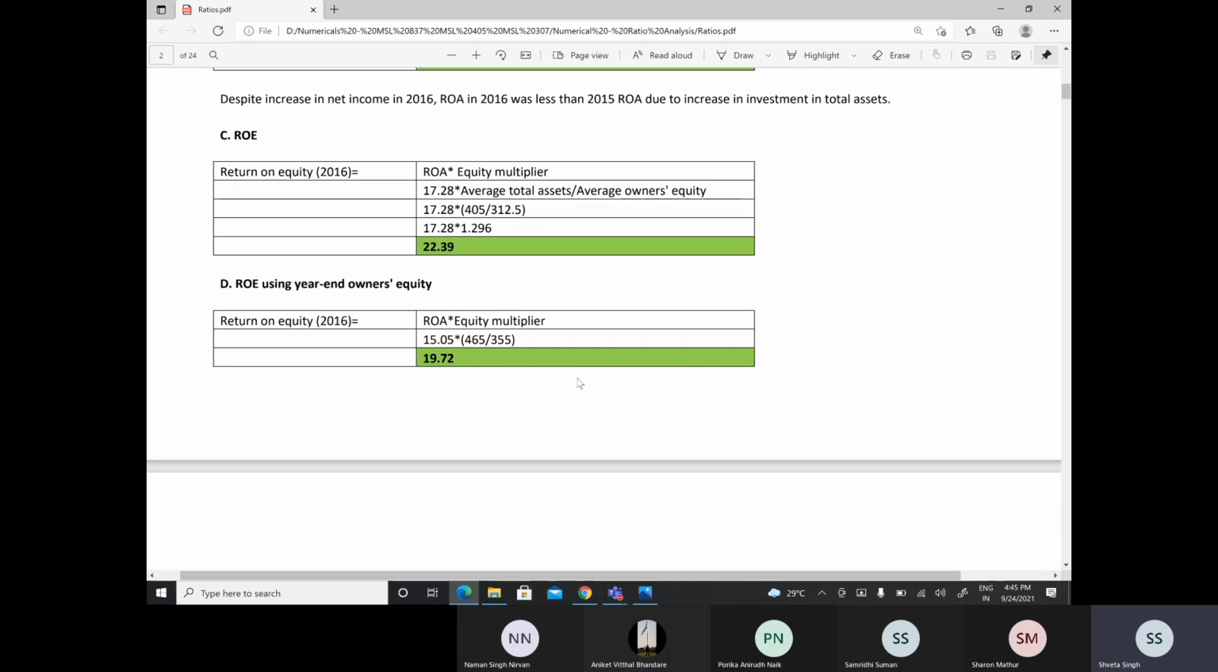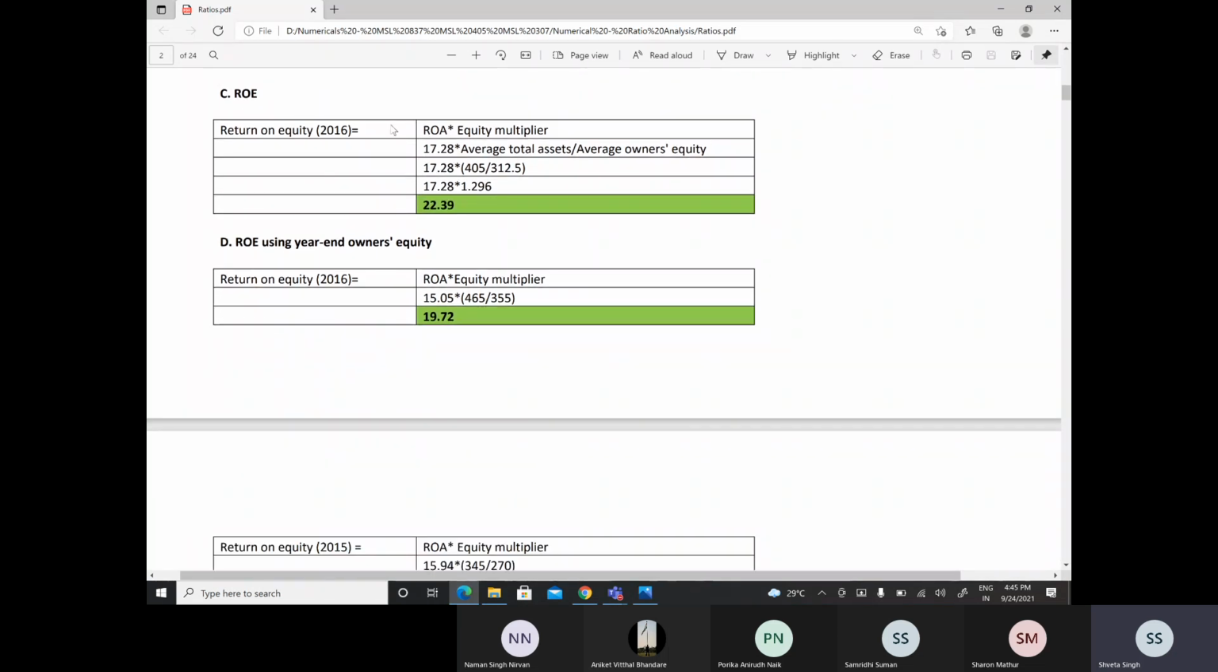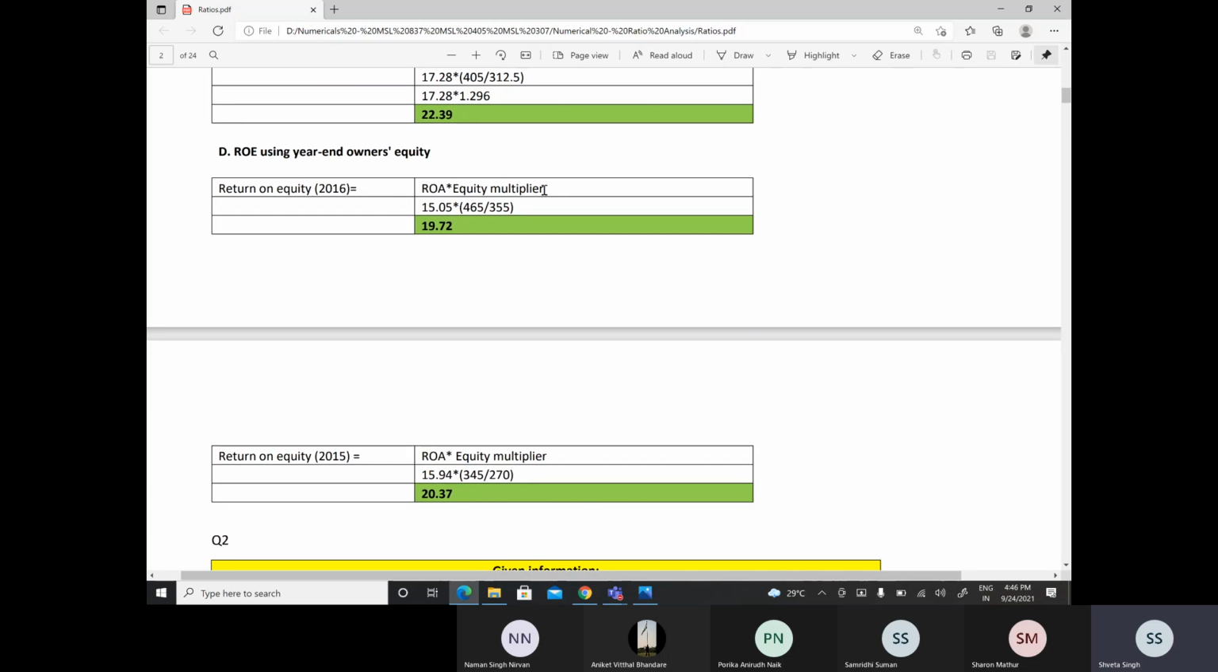Then in part C, you have to calculate the ROE for 2016. So that is nothing but ROA for 2016 times the equity multiplier. So that is 17.28 times average total assets upon average owner's equity. So that is 17.28 times 405 divided by 312.5, which gives us an ROE of 22.39, or it can also be taken as a percentage. So ROE using year-end owner's equity is the ROA times the equity multiplier. So we take the actual year-end figures of 2016.